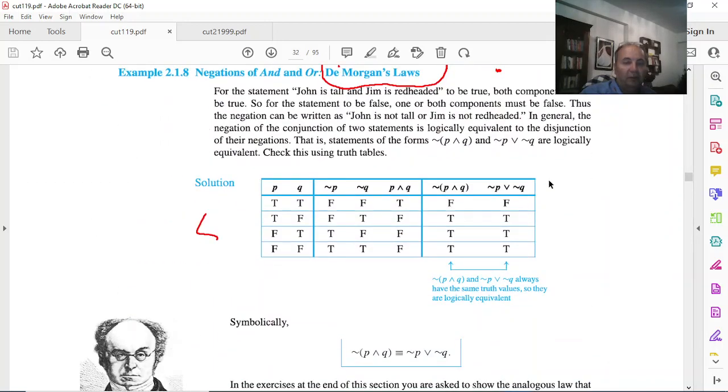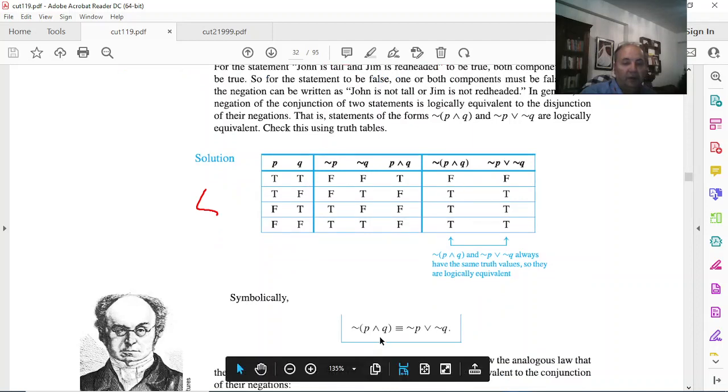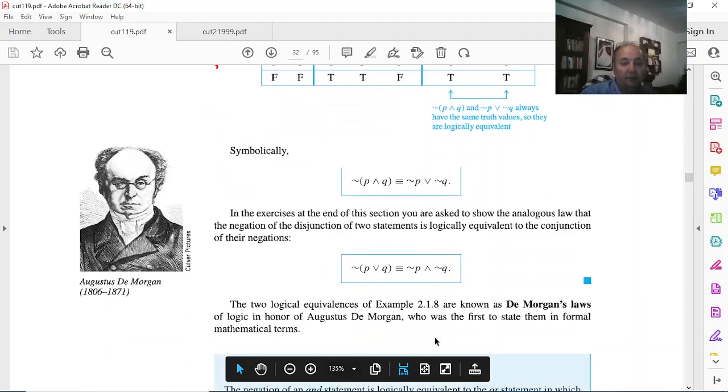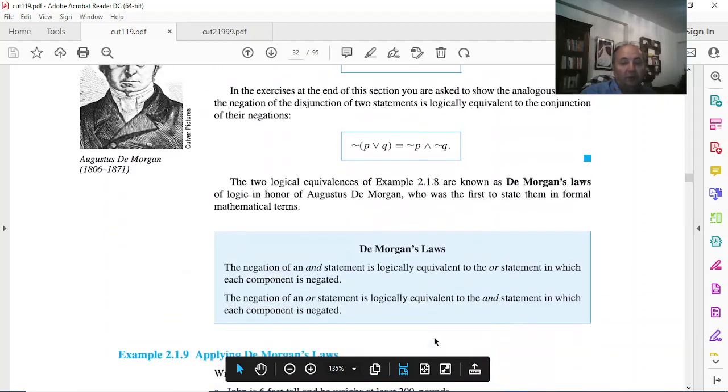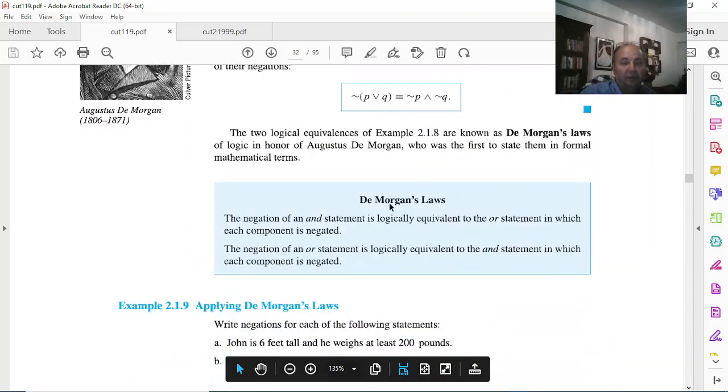De Morgan's laws are very simply given. The negation of AND, or the negation of OR: the other inputs should be negated as well, and the operator flips. Very, very simple one. High school level. This is De Morgan's law. Yeah?